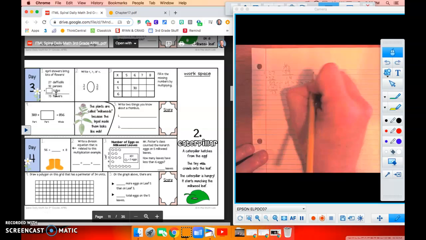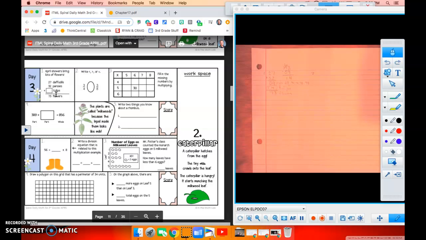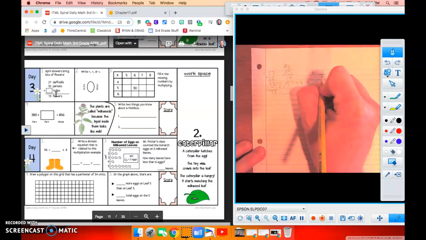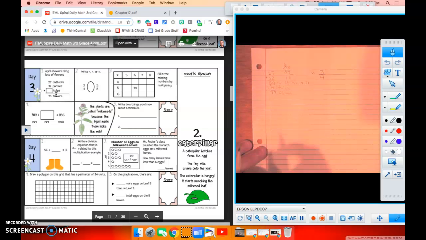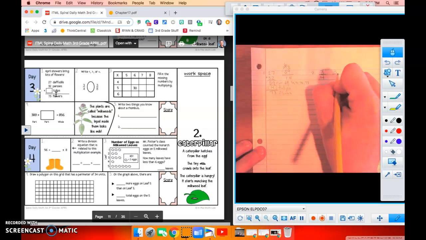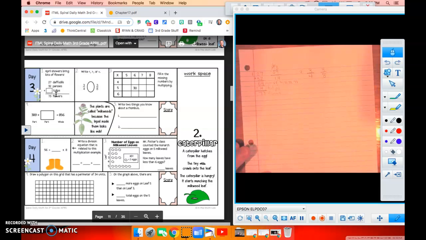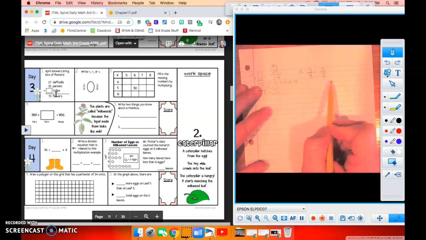All right, number 2. We have write less than, greater than, or equal to, and what we're trying to do is, I'm going to write this a little bit bigger, like that, okay? 3/4 versus 3/8. We want to compare those two, all right? So I think the easiest way to compare them is let's make them the same number on the bottom, the same number as a denominator.